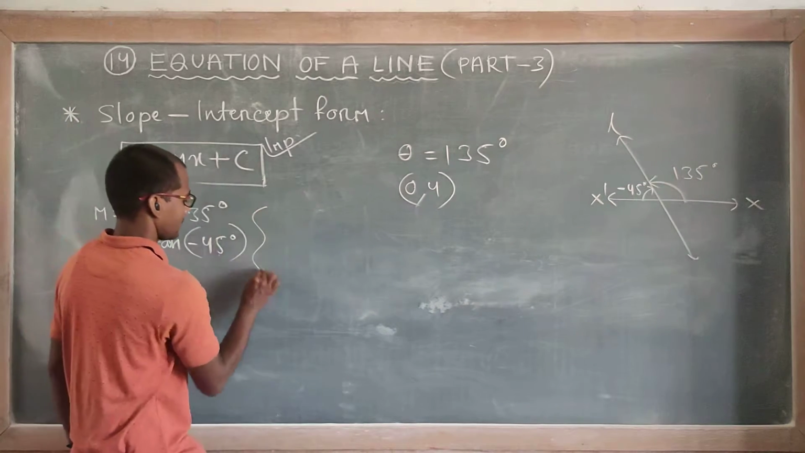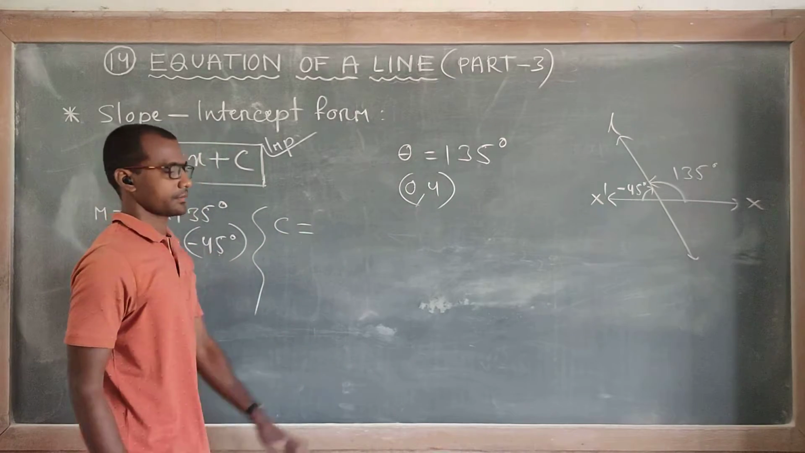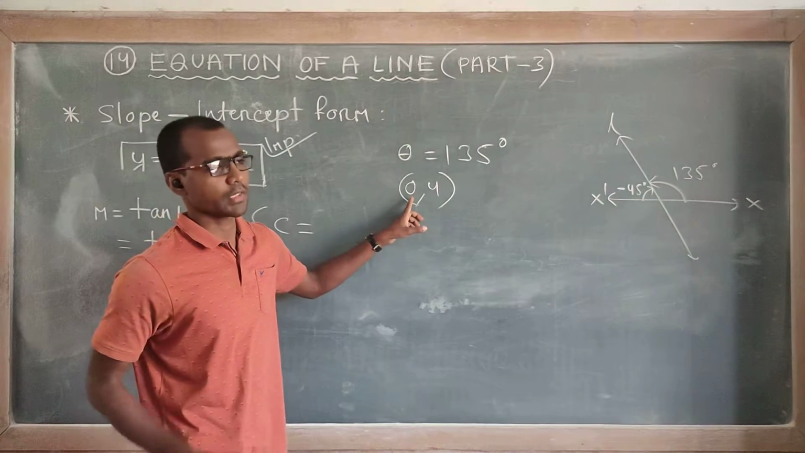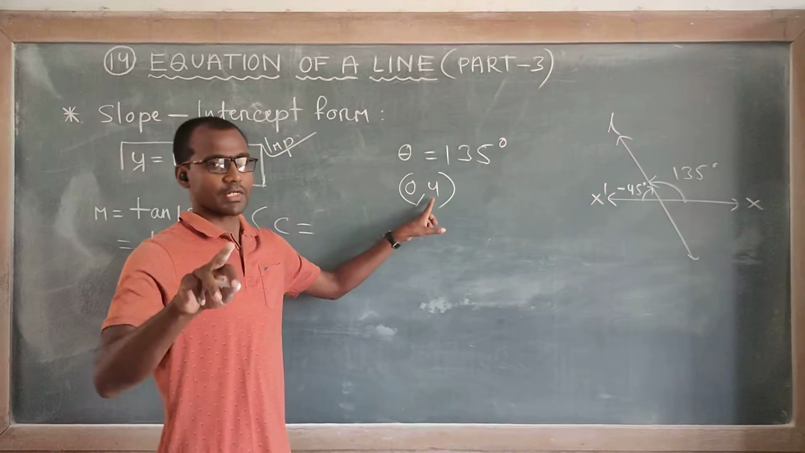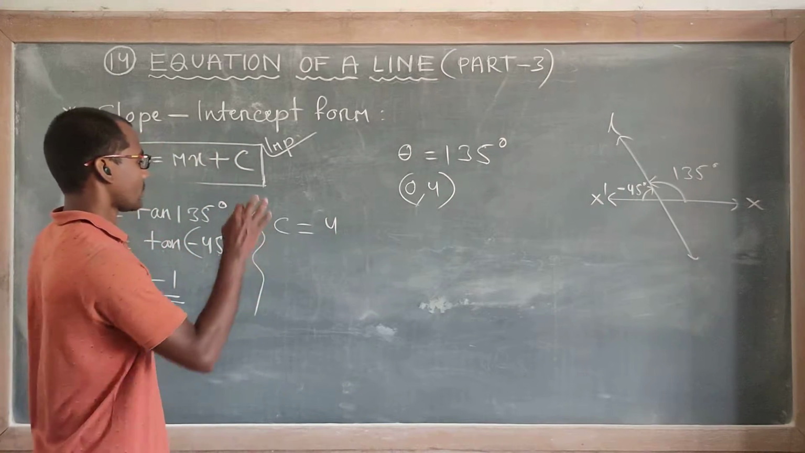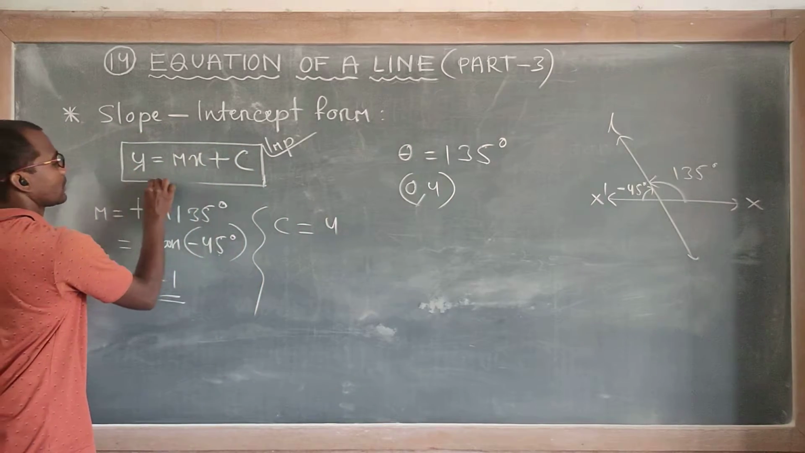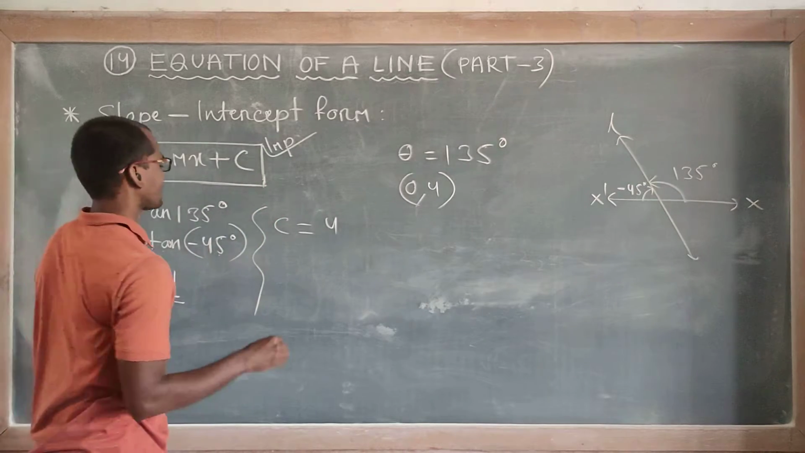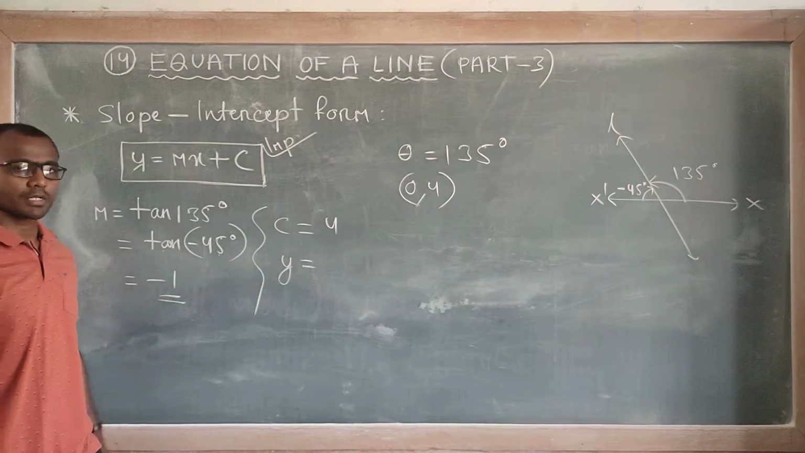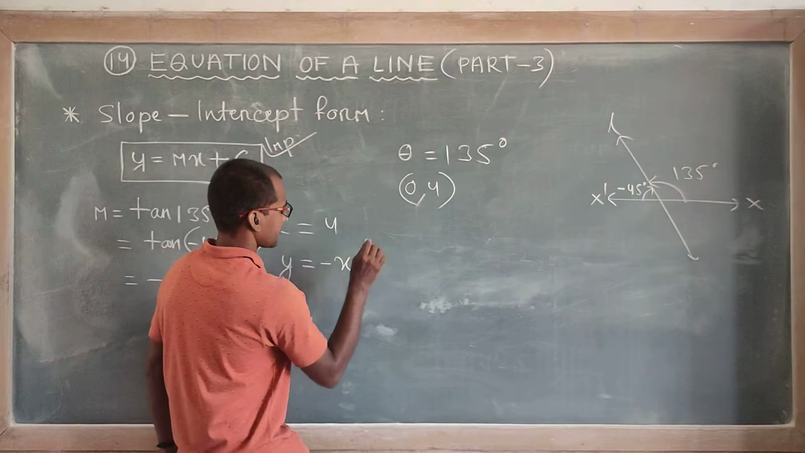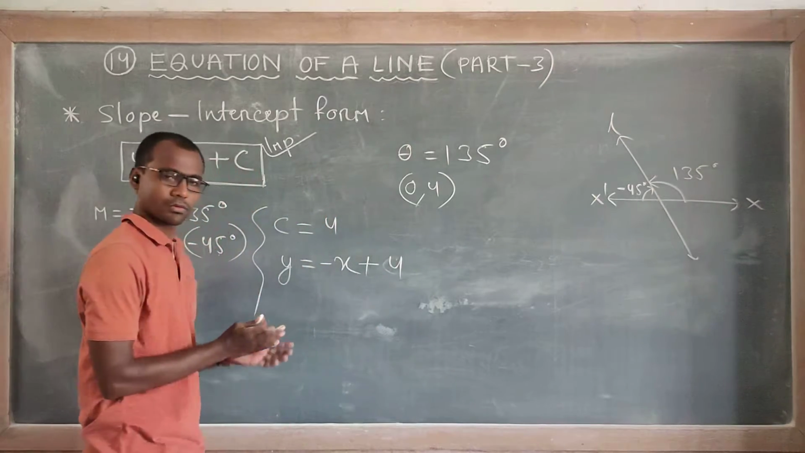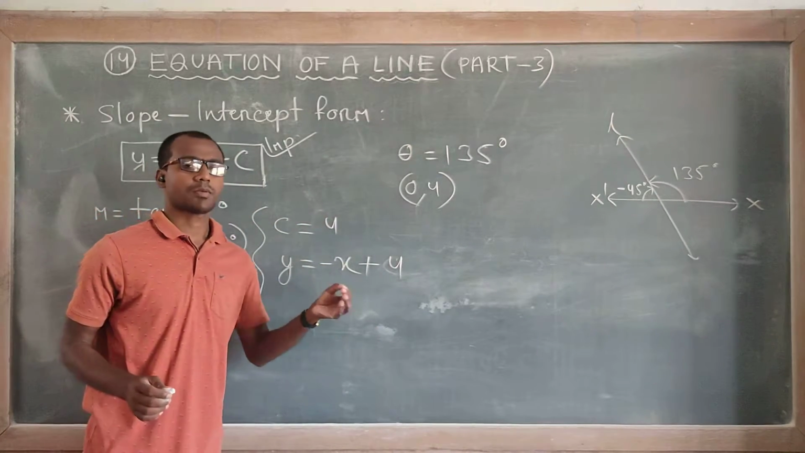Okay, then y-intercept, 0, 4, one point has been given. If x coordinate is 0, then the corresponding y coordinate is the y-intercept. So definitely c is equal to 4. Okay, now let us put the values in the form of the equation. y is equal to mx plus c. So minus 1 into x, that is minus x, plus c means 4. So y is equal to minus x plus 4.